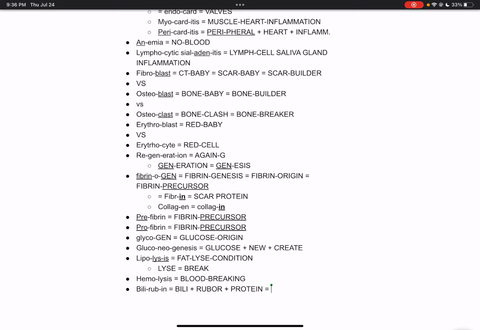Bilirubin, bile, red pigment, exactly. The billy refers to bile. That was kind of obvious, but I had a brain fart. I was like, is it actually bile, or is it just me thinking that because it sounds like it? Yeah, good. Okay.